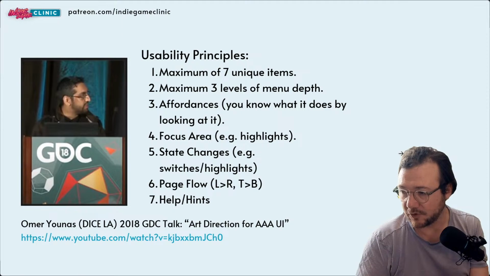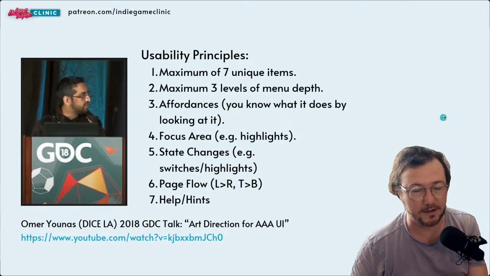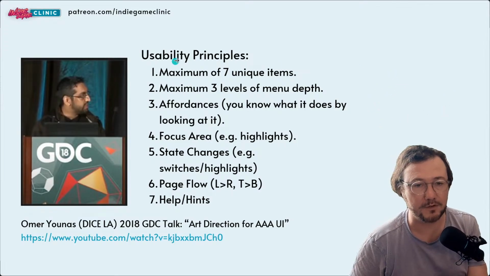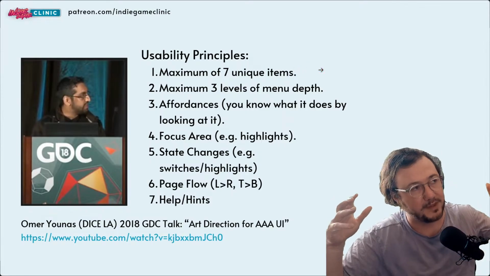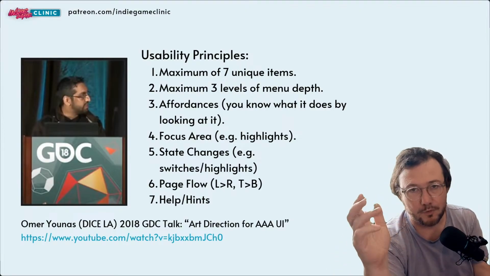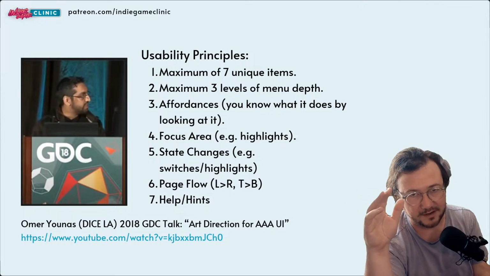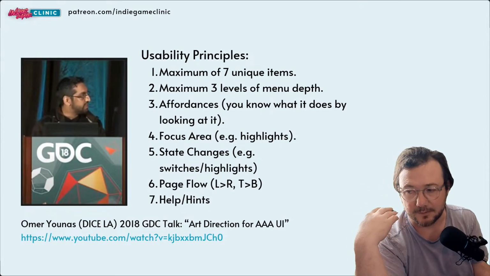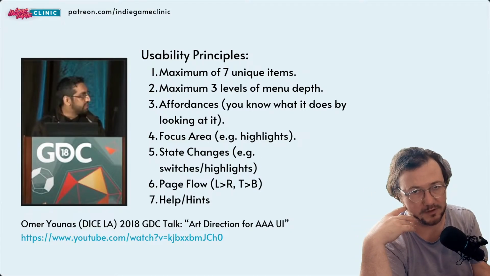And then we've got a list of helpful usability principles. I'm going to rush through these now, but we will be coming back to these at various points. So the first one, the maximum of 7 unique items. This is the idea that if I'm looking at a screen in your game, and there are more than 7 things for me to take in and think about and understand separately as different things, then I'm going to get overwhelmed. And this is to do with how most people's short-term memories work.